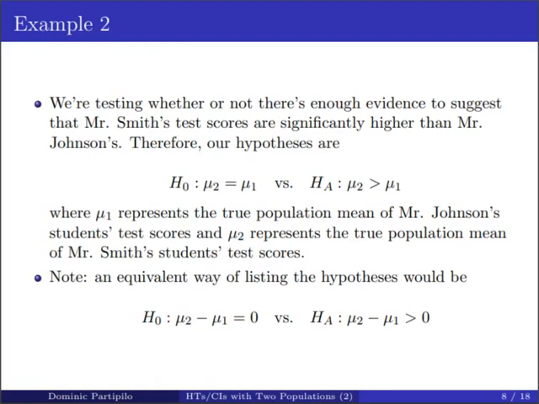So once again, we have our hypotheses here, and an equivalent way of listing this would be this. And the reason we might want to list it this way is to get a delta zero. Now, in this case, it's going to be 0, so it's not really going to make much of a difference. But this is one way we could list it out, and that would give us a delta zero for the formula if we needed one.